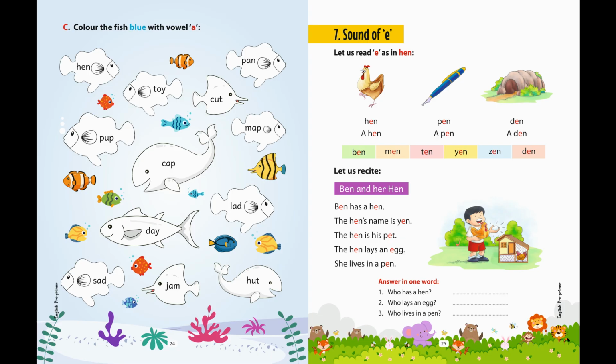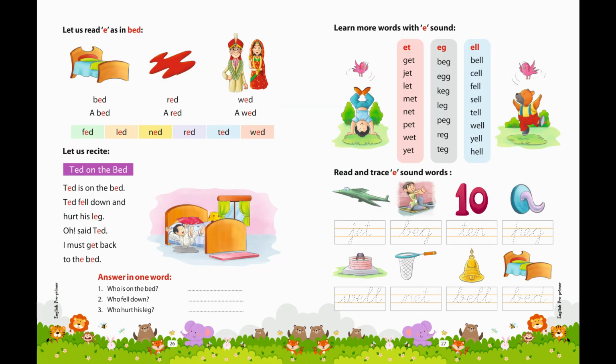Now answer these. Who has a hen? Who lays an egg? Who lives in a pen? Let's now read words like bed and red. These words have the E sound in the middle. Say it with me: bed, red, wed.